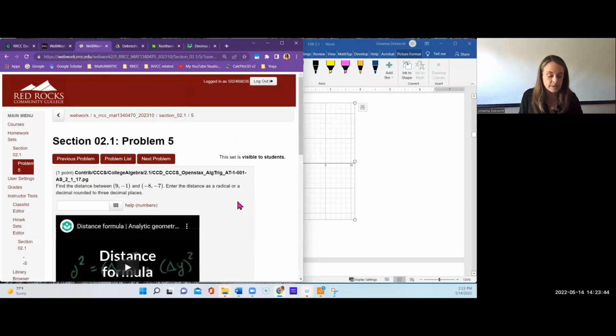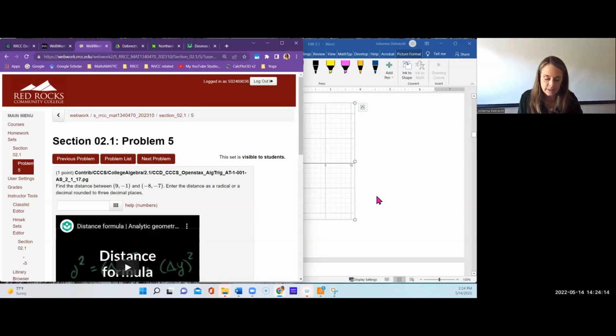Let's see what it wants us to do. Find the distance between these 2 points. Enter the distance as a radical or a decimal rounded to 3 decimal places. Now, WebWork is very picky about its decimal places. You have to do exactly what it says to do. If it says 3, it wants 3, not 2, not 4. Most of the time, it likes 5, which is a lot. So I tend to leave my answers in radical form.